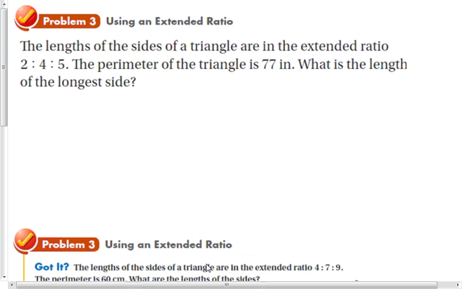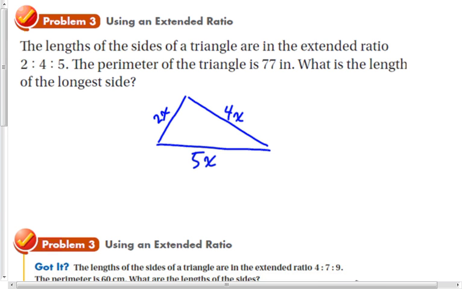I guess I can do one more with you here, and then you can go ahead and try the next problem. The lengths of the sides of the triangle are in the extended ratio 2 to 4 to 5. So I'll just draw one. And I think this is the longest side, so that's going to be 5 parts, and let's just say that x is one of these parts. So the short side here can be 2 times x, this side can be 4 times x, and the long side can be 5 times x.